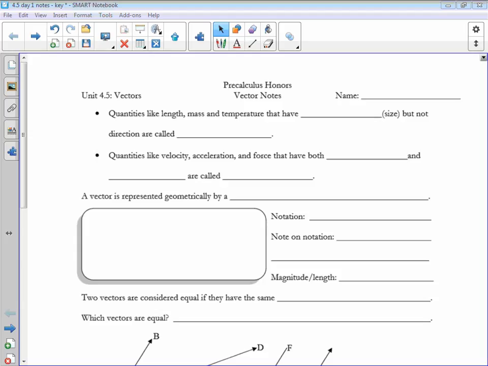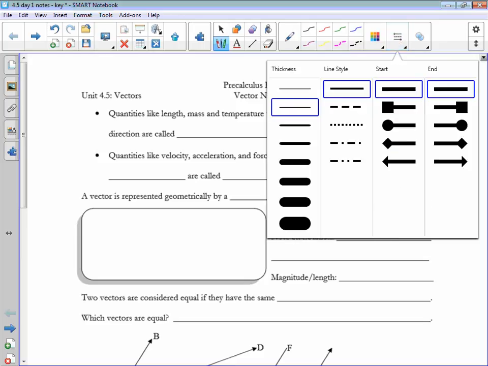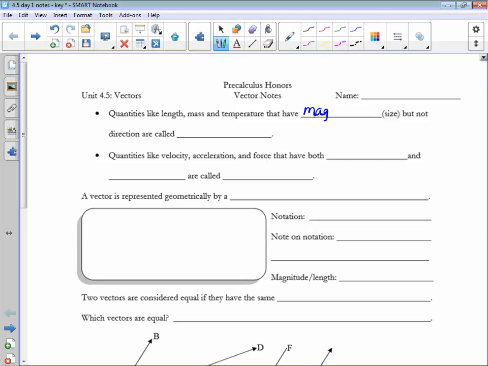Guys, let's start filling these in here. So we're talking about vectors. Quantities like length, mass, and temperature that have, anybody know what those are? Magnitude, good. That have magnitude, but not direction. Do you know what those are called if it's got magnitude but no direction? Scalar, yes.